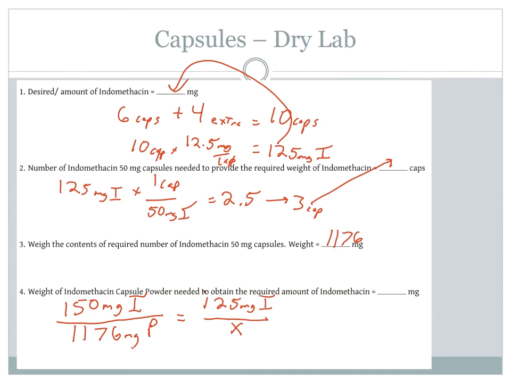Ooh, that's a nice round number. Did you guys get 980 milligrams? And I'm going to say P for powder, and that should be that weight there. So really, of that 1176, all I want is 980 milligrams of that powder, because that's the weight of the powder that will in fact only provide me 125 milligrams of indomethacin. Okay? So that's an important number. That is definitely one of our targets that we're going to write down here in a minute. But let's keep going on our calculations because we're not quite done.